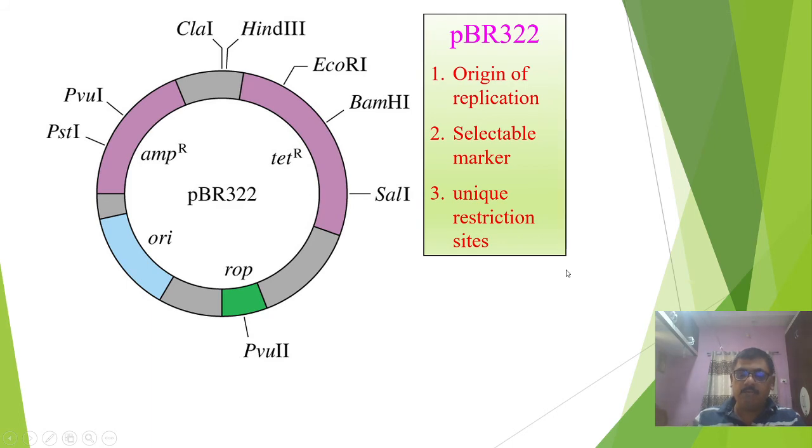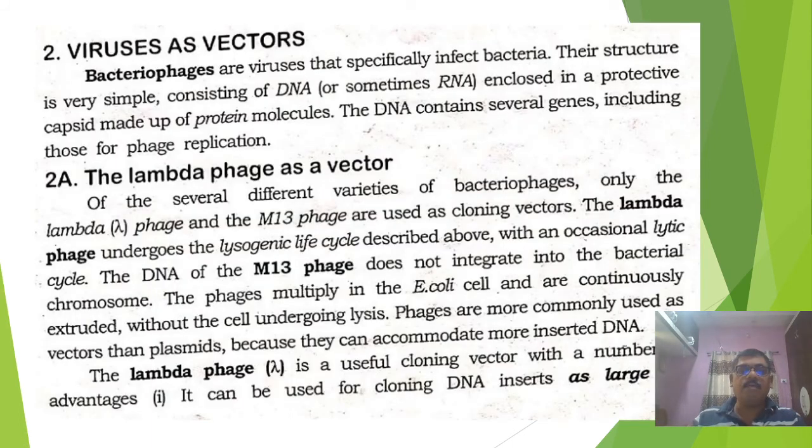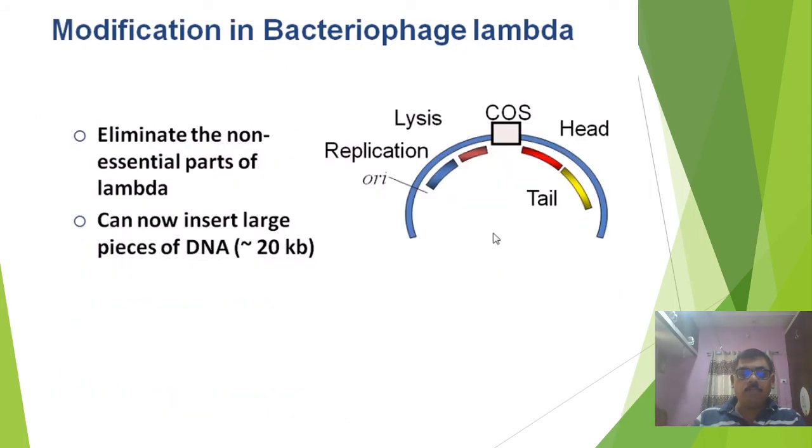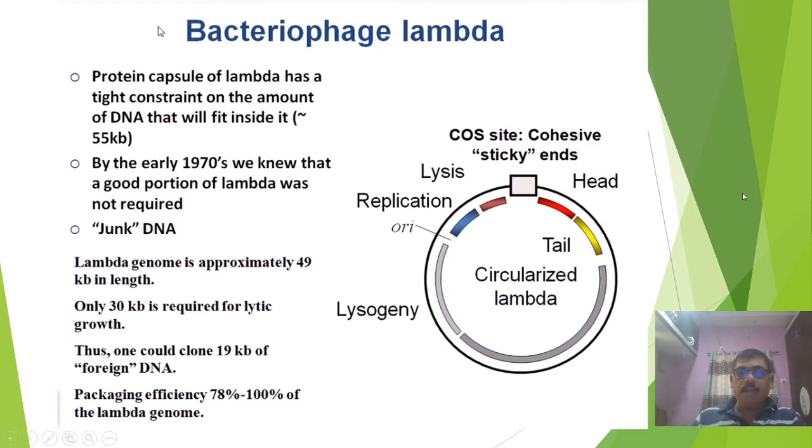This is all about plasmids as vectors. Then viruses can be used as vector molecules. Bacteriophages are viruses that specifically infect bacteria, and the lambda phage is utilized as a vector, and it can carry a large number of molecules. Why? Because the bacteriophage completes its life cycle by two pathways, the lytic pathway and the lysogenic pathway.